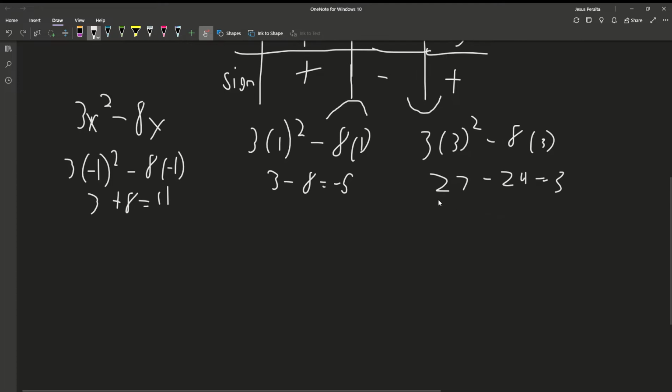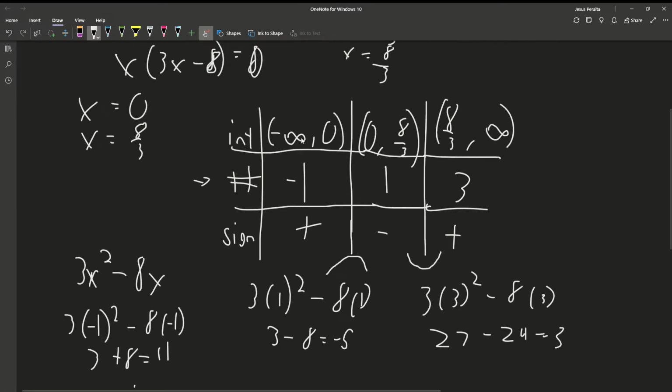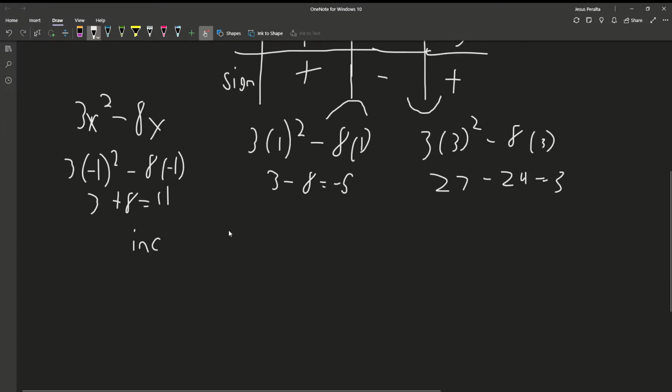So from here, we could write the increasing interval, and you look at your positive signs, which is from negative infinity to 0 and from 8/3 to infinity. So we would write it is from negative infinity to 0, union, that's a U. You do not want to draw a U with a line, you want to draw just a U with no line. Either that or you could just do a comma. Doesn't matter, but don't do both. That's just an example.